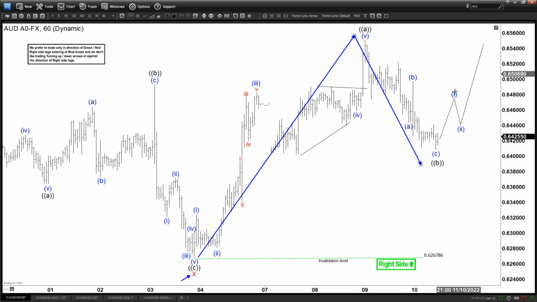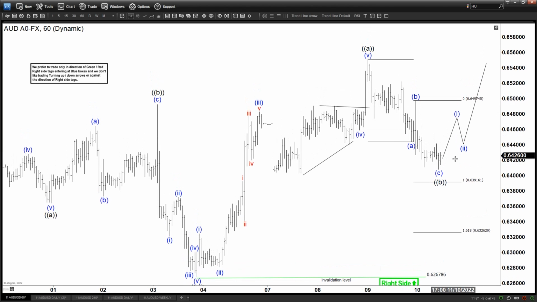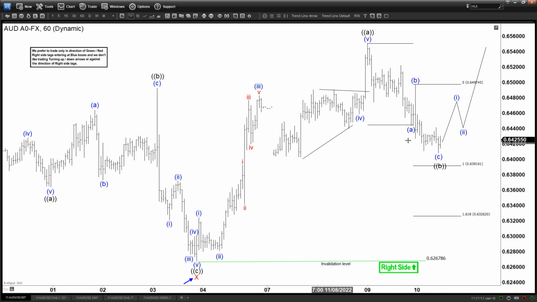Now, if we measure the extension in the shorter cycle, this A and the B, there is a possibility we can extend a little bit more lower. You can see it has not reached the ideal 100%, but equally it is possible to complete right now, because the structure looks like we could call it completed. But again, we couldn't rule out a 5 minutes move making a marginal low, which is within the possibility. But this is the key: as long as we don't break below this invalidation level, we are looking for more upside.